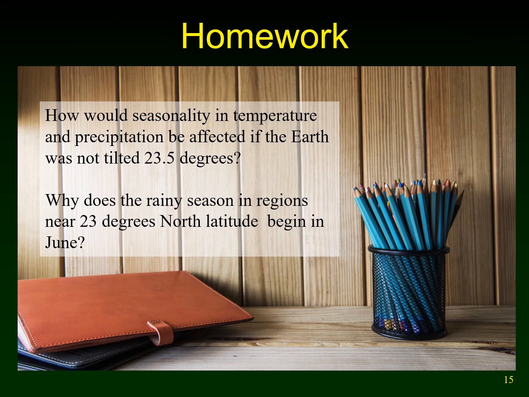At this point, you should be able to answer these concept review questions. You have enough information. How would seasonality and temperature and precipitation be affected if the Earth was not tilted 23.5 degrees from perpendicular to the orbit around the sun? And why does the rainy season in regions near 23 degrees north latitude begin in June, which would be the monsoon season?